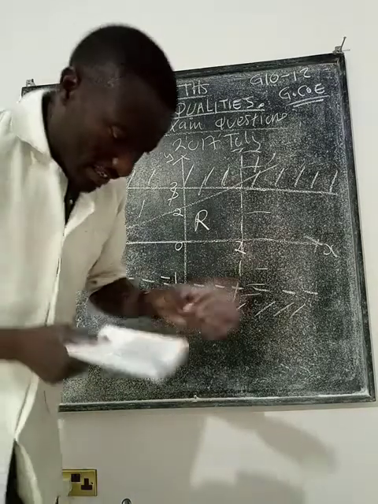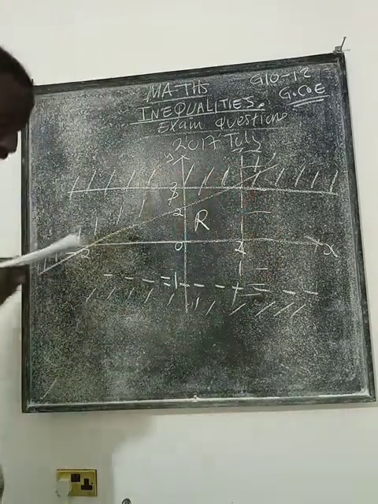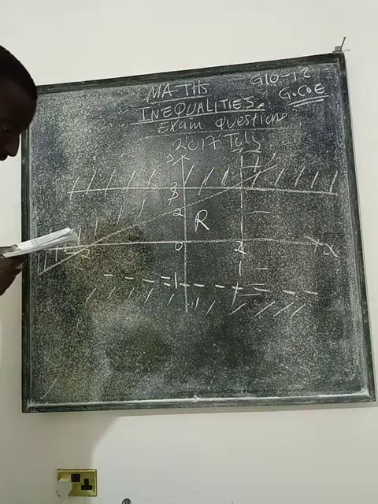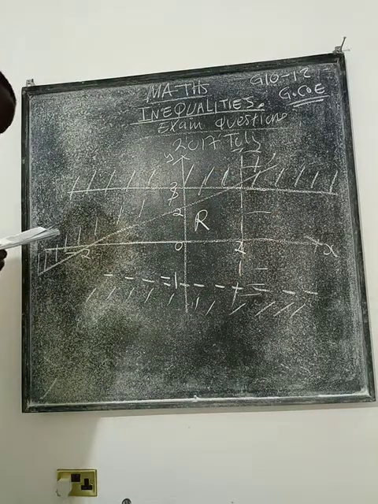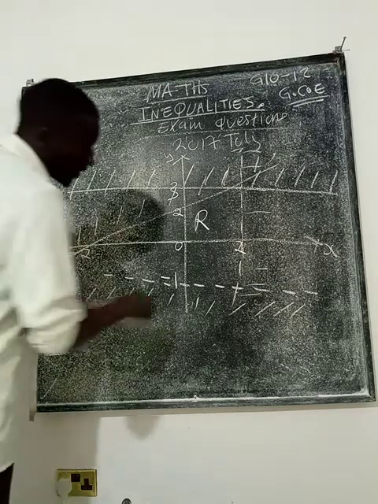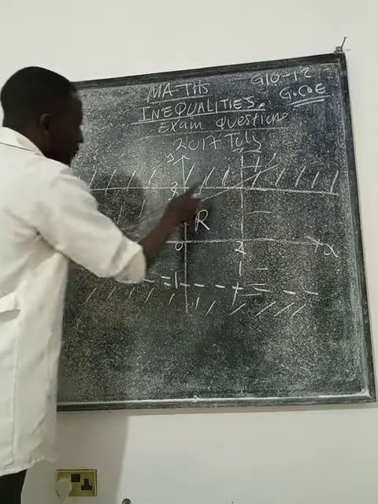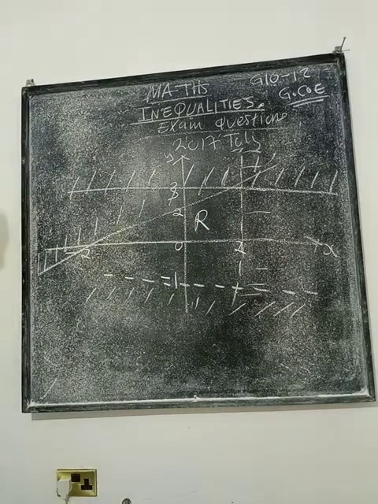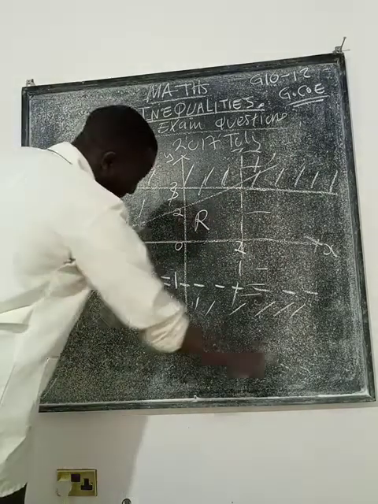Okay, the question says, write down the inequalities that define the unshaded region R on the x-y plane. There are many inequalities, 1, 2, 3, 4. We should write the 4 inequalities. I will use this down part.